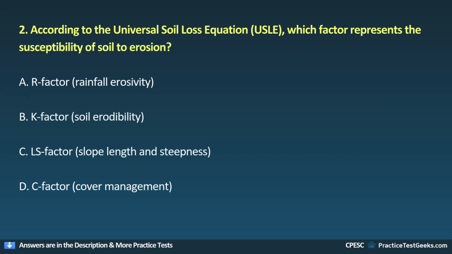2. According to the Universal Soil Loss Equation, USLE, which factor represents the susceptibility of soil to erosion? A. R factor, rainfall erosivity. B. K factor, soil erodibility. C. LS factor, slope length and steepness. D. C factor, cover management.